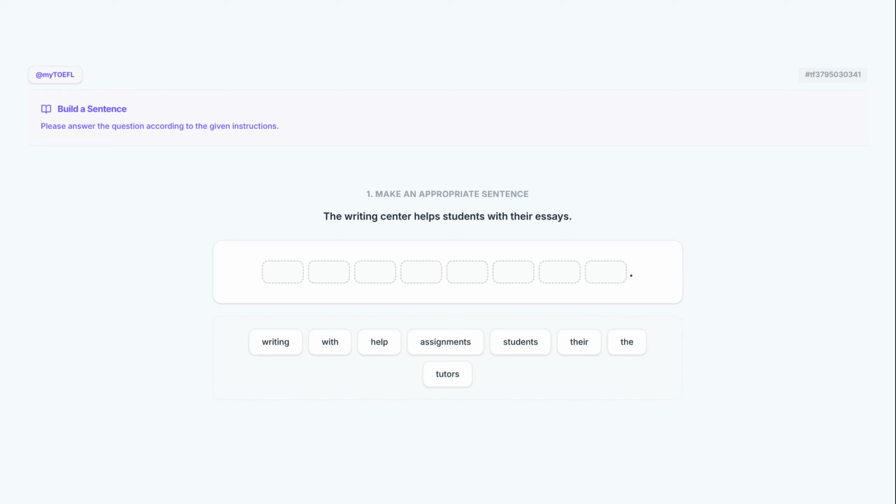This exercise is vital for mastering TOEFL grammar and cohesion. We are going to analyze a context sentence to understand the logical flow, and then I will show you exactly how to piece together scrambled words into a perfect high-scoring sentence. Let's dive in and sharpen those writing skills.